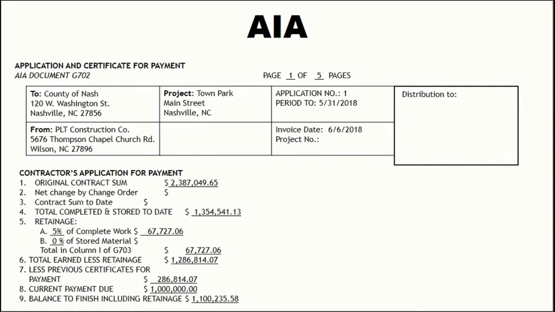Let's talk about AIAs, American Institute of Architects contract documents. Note the rate of retainage withheld is indicated on the first page of the AIA. Here, as in most cases, it is 5%. We'll come back to that shortly. I'm now going to show you 3 ways to document AIA pay application information on your DER.